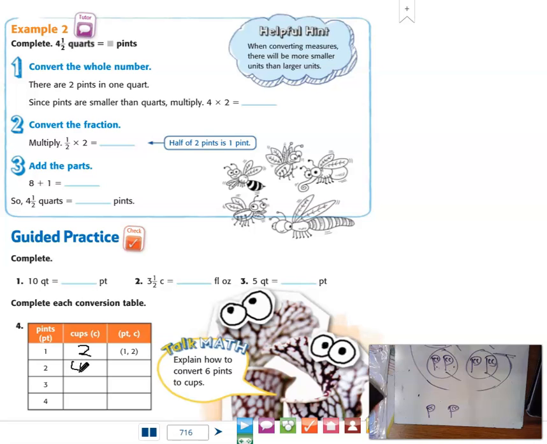Now I'm going to add 1 more pint, which is going to add 2 more cups. 2, 4, 6. Now I'm going to add 1 more pint, which is going to add 2 more cups. So how many cups is going to be in 4 pints? Get that answer? And then you're going to do your ordered pairs. This one would be 3, 6. This one would be 2, 4.